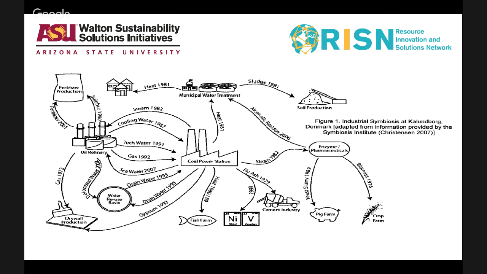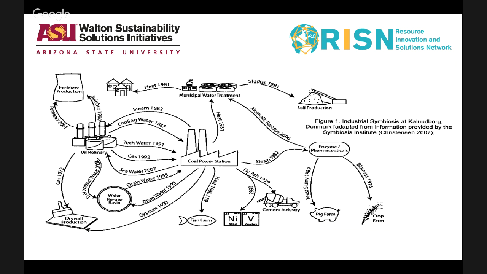Now you can see that there's a lot of exchanges happening between the oil refinery, the coal power station, the fish farm. There's reuse of waste materials in drywall production. The water treatment plant provides heat and sludge for the production of soil. Because Kalundborg is isolated, or at least it was until about 20 years ago, the only way to get there was by ferry. The kind of island boundary conditions that existed there were an incentive for the residents to innovate in a way that became more conservative of their resources.